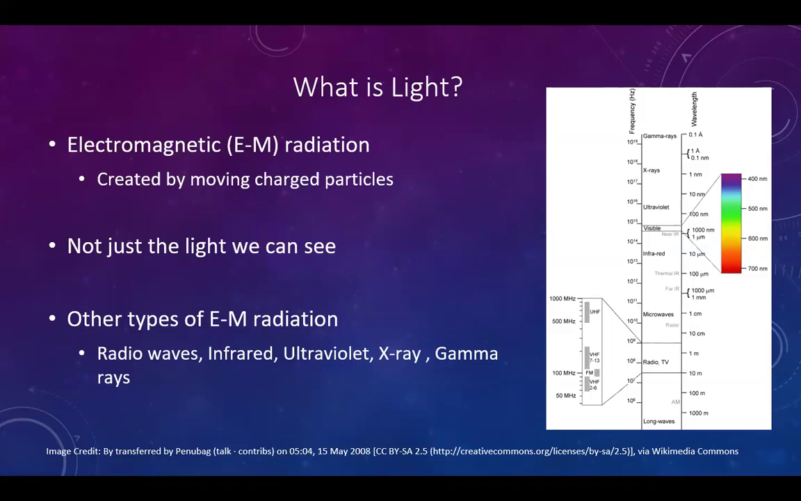But there are other types of electromagnetic radiation that are exactly the same thing, just outside of the range of frequencies or wavelengths that our eyes can detect. So things like X-rays, infrared light, radio waves. Radio waves, infrared, ultraviolet, X-rays, and gamma rays are all different types of light. They're all the same thing. They're just different energies and different wavelengths.